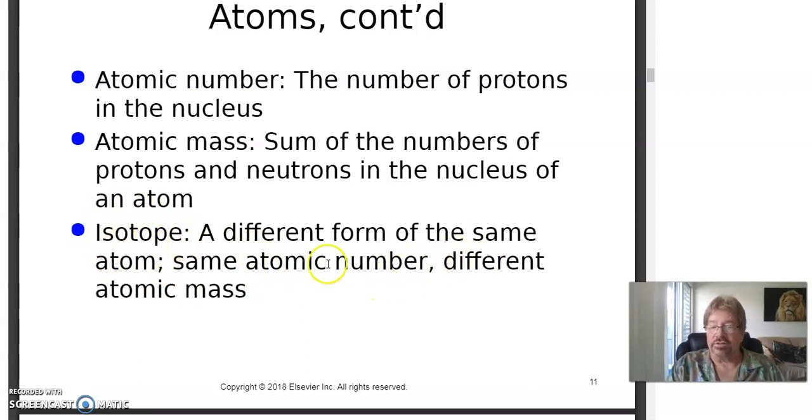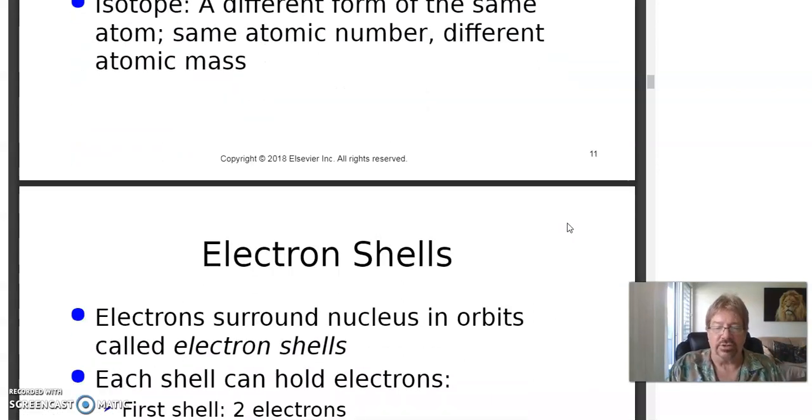Now, it doesn't say this. It says different atomic mass, which is also true. But I think it's a lot easier for beginning students just to say isotopes vary depending on the number of neutrons in the nucleus. It's still the same element, though. Now, in medicine, we use this some because they're used for diagnostic imaging and advanced medical imaging.